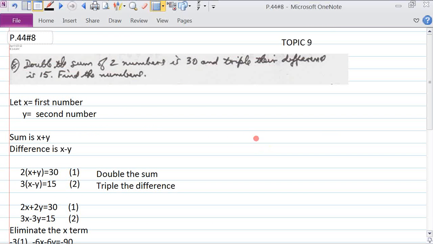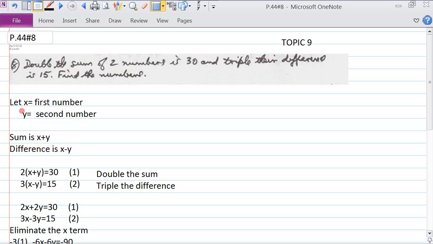Okay, the next problem is number 8, and we're told here double the sum of two numbers is 30, and triple their difference is 15. Find the numbers. So we always start with our let statement. Let x equal the first number and y equal the second number. So the sum of the numbers is x plus y, and the difference is x minus y.